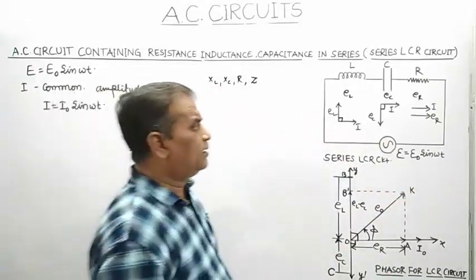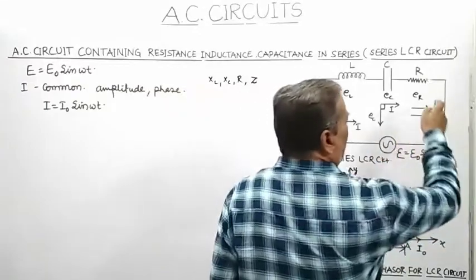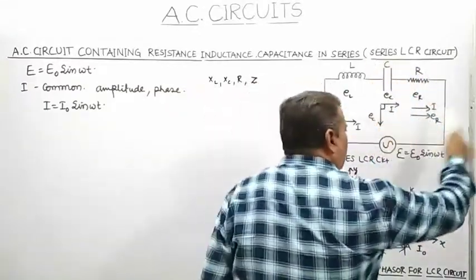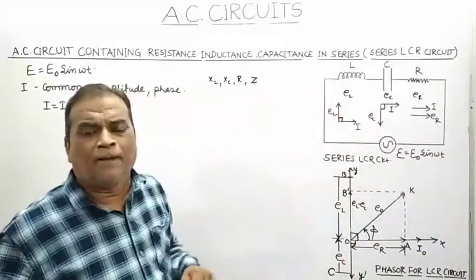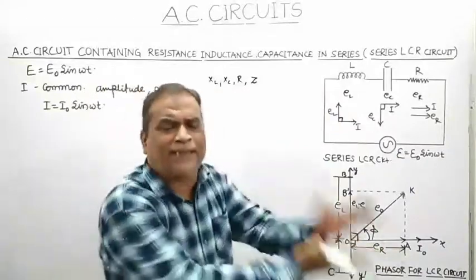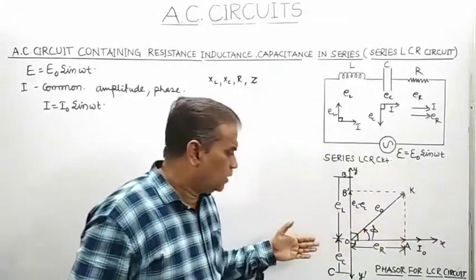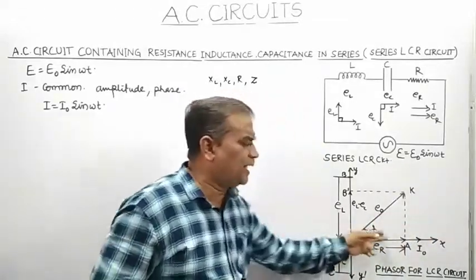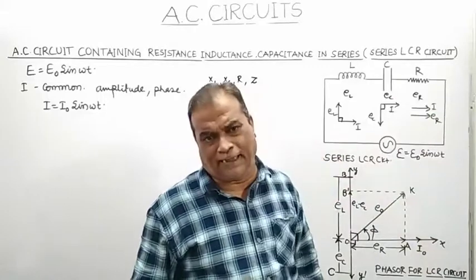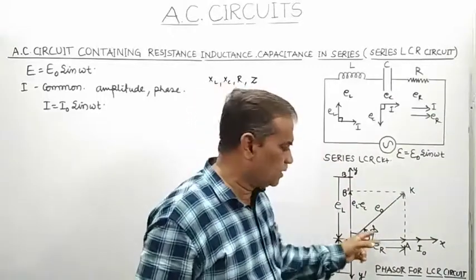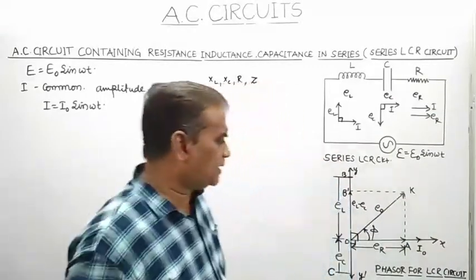And similarly, because the voltage across resistance and current through resistance both are in same phase, means they are pointing in same direction, hence ER and I0 both are shown in the same direction, that is along the positive direction of what? Along the positive direction of X-axis.